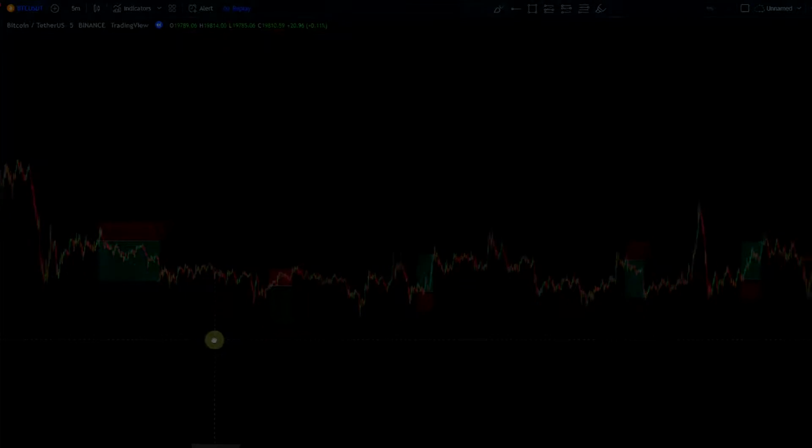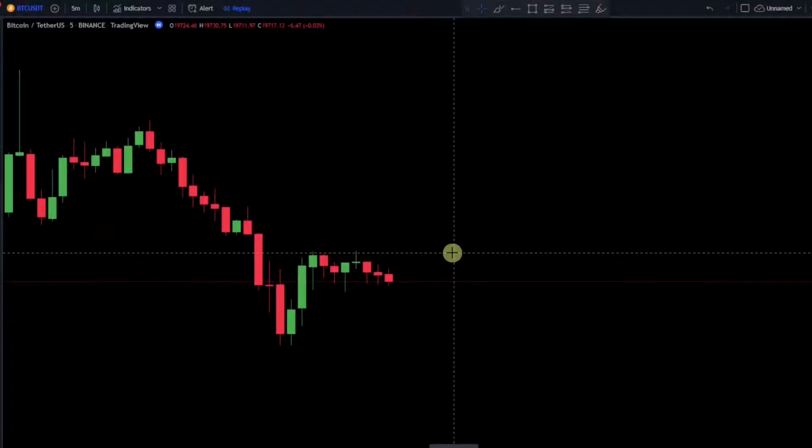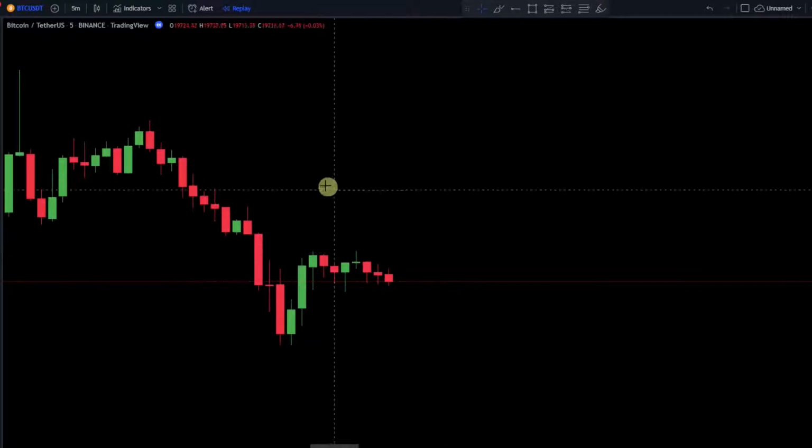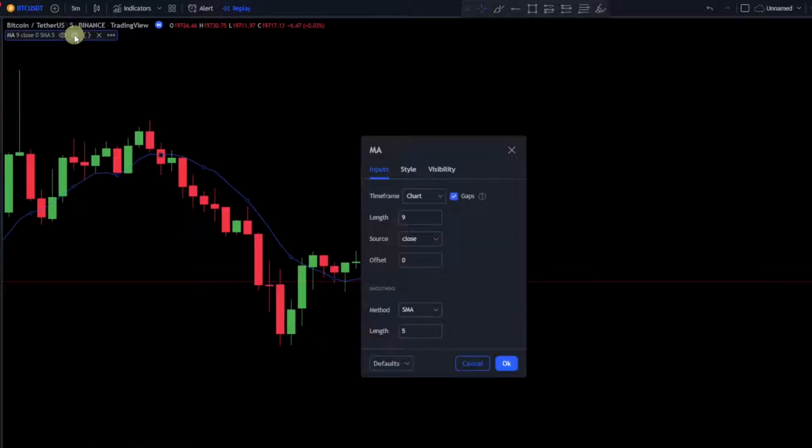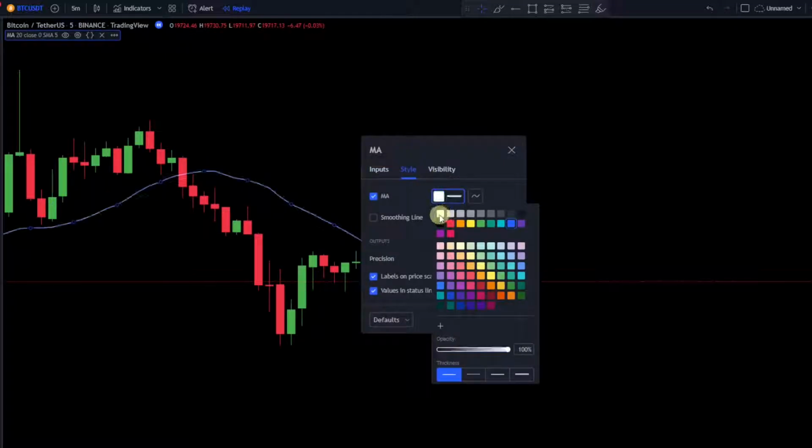Let's get started. I am using this strategy on Bitcoin on the 5-minute chart, but even 1 minute works fine for this. Go to indicators and search for moving average. Make sure you get this one. Click on the settings and change the length to 20. Go into style and make it a thick white line.